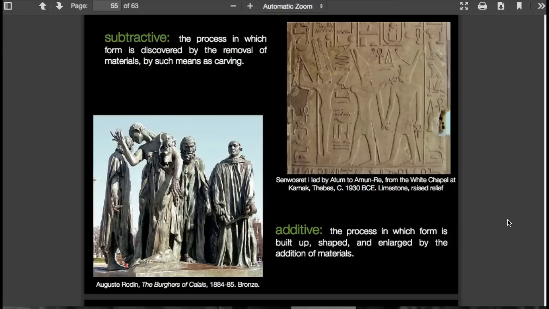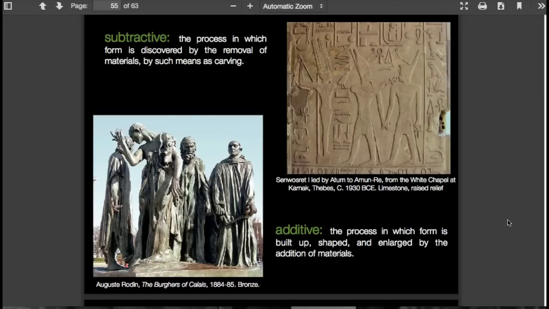So this is kind of like relief, and we're going to actually talk about relief style sculpture in just a second. So this is a process in which form is discovered by the removal of materials by such means as carving. So for example, if we look at this set of hieroglyphics here, we know that we originally had a flat surface, material was taken away, and what is left over is the image that we're left with. So this is a subtractive. It's taking away to produce an image.